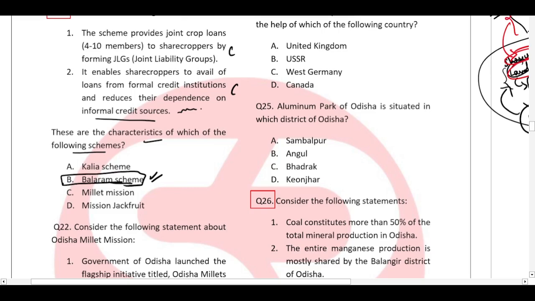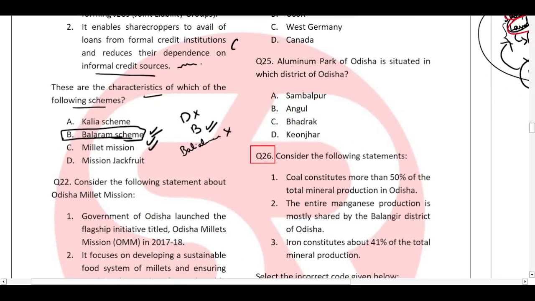I think in your key answer which you have provided in the PDF, the key is wrongly mentioned as option D. Please correct it to option B. And there is a typo there where they have written it as Balalia scheme. It is not Balalia scheme, it is the Balaram scheme. So the correct option is option B and not D. Okay, please correct it in your PDF.